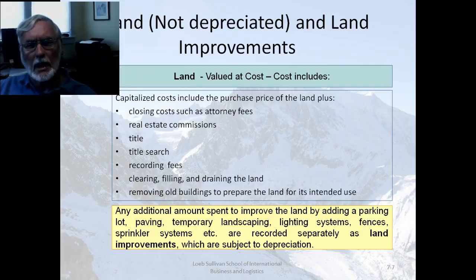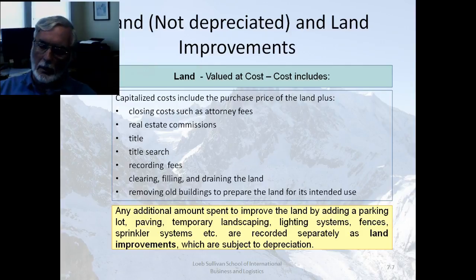But in general, land lasts forever, and therefore we're not going to allocate cost or depreciate that land over time because we have no way to know how to allocate it. We don't know how long it's going to last. So land stays on there forever.